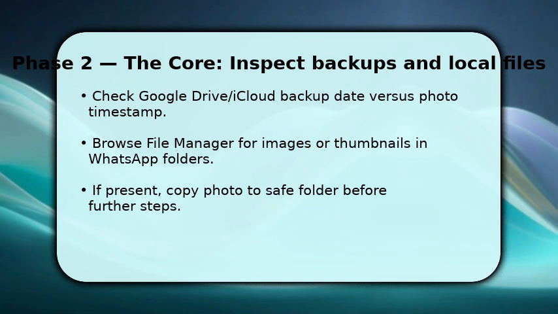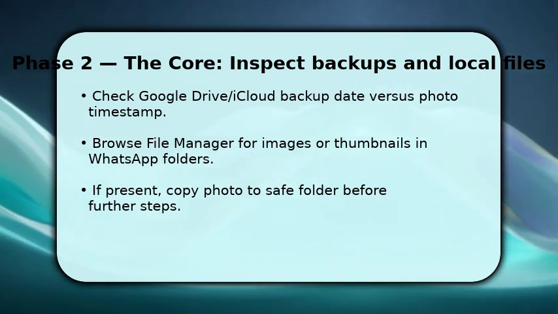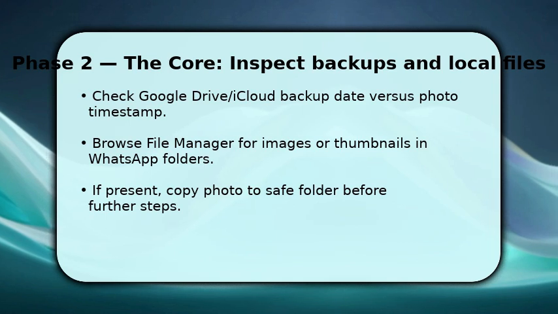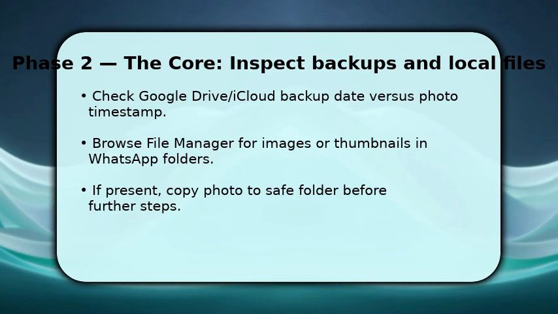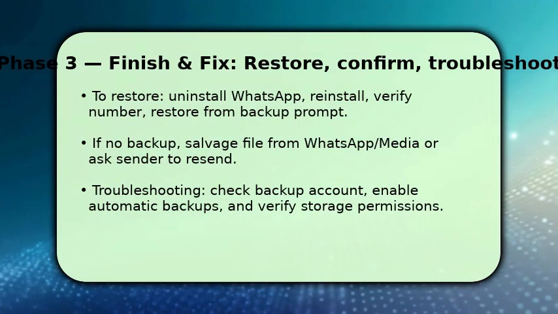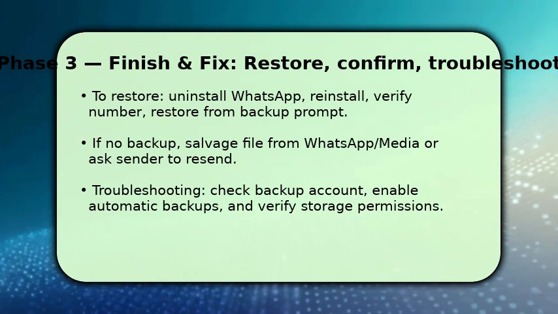When you find the file, copy it to a separate folder so you don't lose it during any restore or reinstall actions. Finally, if your backup includes the deleted photo, uninstall and reinstall WhatsApp, verify your number, and accept the restore prompt to recover messages and media.